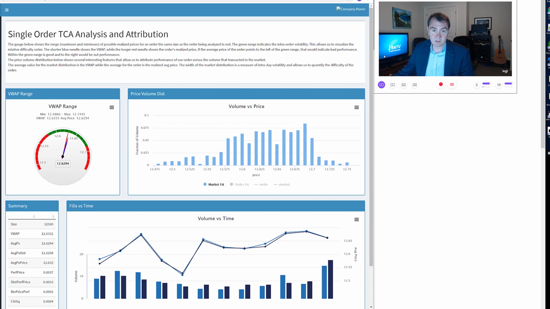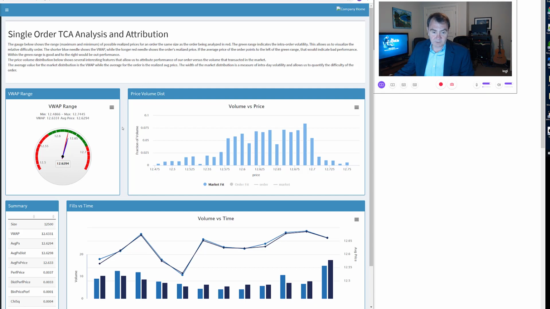Today we're going to take a look at VWAP performance attribution. So let's take a look at this screen. What I've done here is I've loaded up one particular order, and this order is executed throughout the day, so it's about a 6.5 hour order.